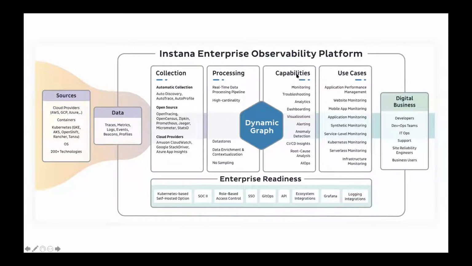So these are different capabilities, and since you have all these capabilities, there are a lot of use cases for which Instana can be used, right? It can be used for application performance management, website monitoring, mobile app monitoring, application monitoring. It can also be used for cluster related information like Kubernetes monitoring, serverless. It is also used for infrastructure monitoring. By infrastructure monitoring, I mean VM based monitoring. If you don't want to monitor a cluster or application, you can monitor a VM as well.